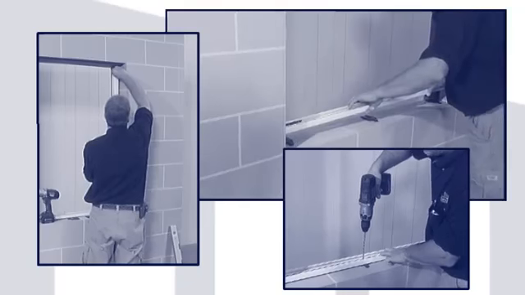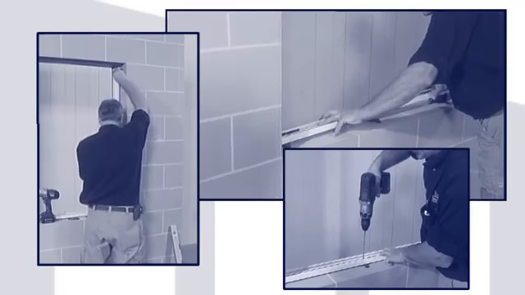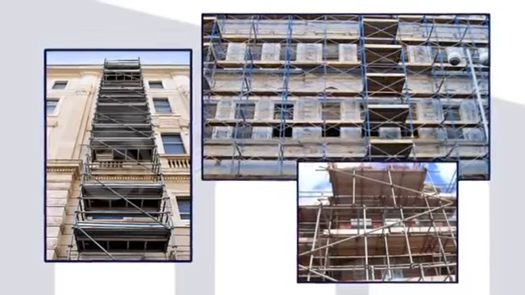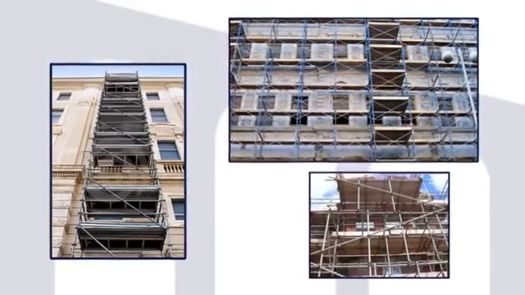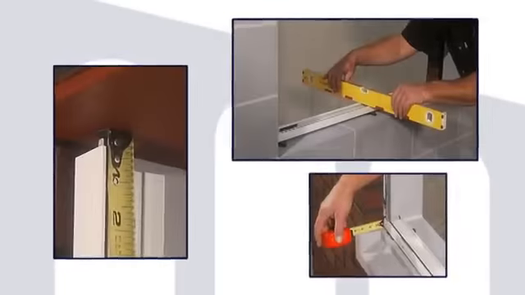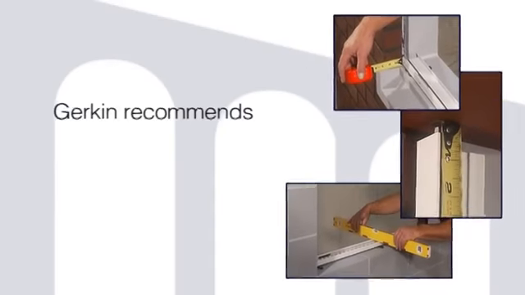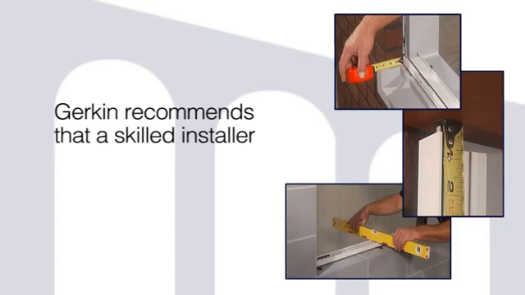The subframe can also be installed from inside the building. This can be a great advantage in multi-story buildings where scaffolding or ladders would typically be needed. The procedures for installing the subframe are not complicated, but Gherkin recommends that a skilled installer who is familiar with commercial window installation be used for the installation.